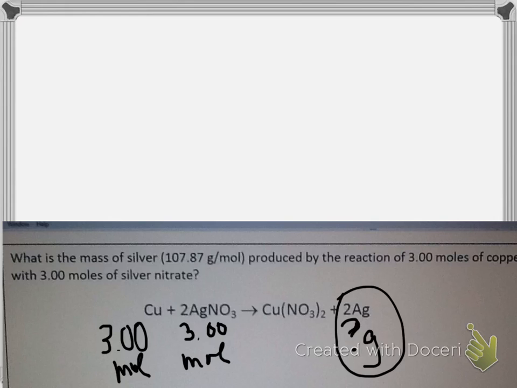Now, how do I know this is a limiting reagent problem? Once again, I'm given the quantity of copper, and I want to know how much product it can make, but I'm also given the second reagent, the amount of silver nitrate. Because I'm given the quantity of 2 reagents and asked how much product, I need to figure out my theoretical yield by figuring out the limiting reagent. Whenever you're given 2 reagents, there's usually a limiting and an excess.